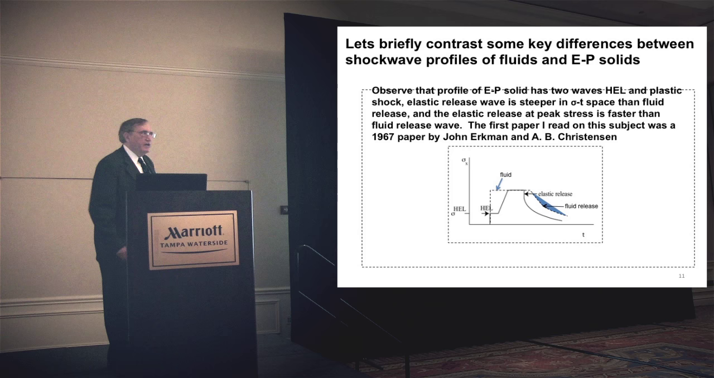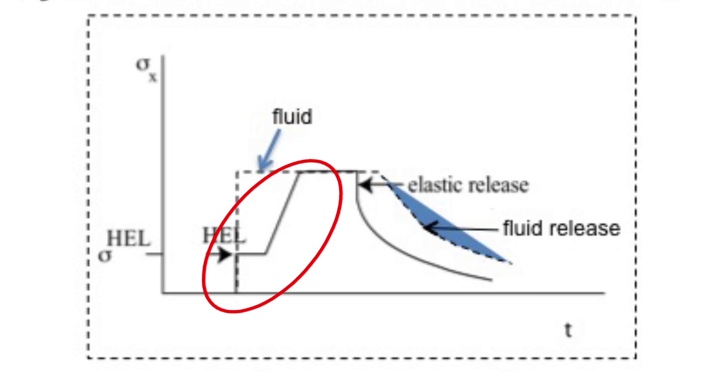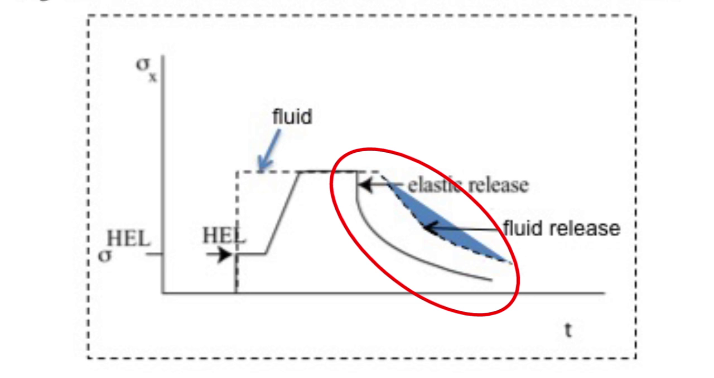And the observation, and others have also done it, but in 1967, Erkman and Christensen published a paper showing that the attenuation of an elastic plastic shock, this is the elastic plastic solid, the attenuation or the elastic release is much faster than the hydrodynamic model, which you would do by a code. And so you can't use the fluid model.